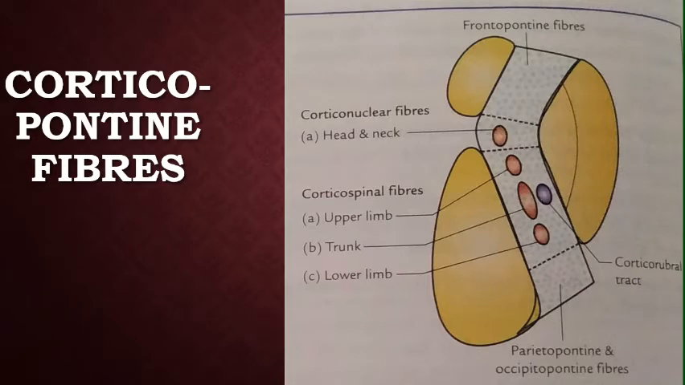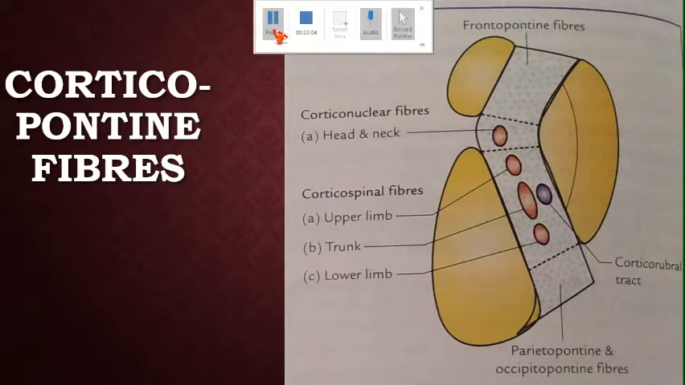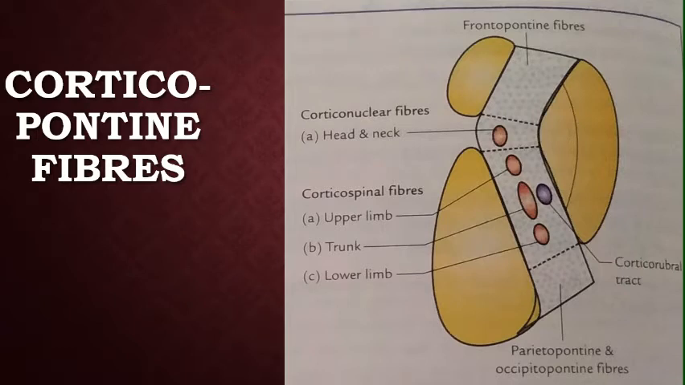Now moving to the corticopontine fibers present in the anterior limb. Let us see where they are going. The corticopontine fibers first go to the pons, and then from right side to the left side, they go to the opposite side cerebellar hemisphere. That's why these fibers are strictly called corticopontocerebellar fibers.